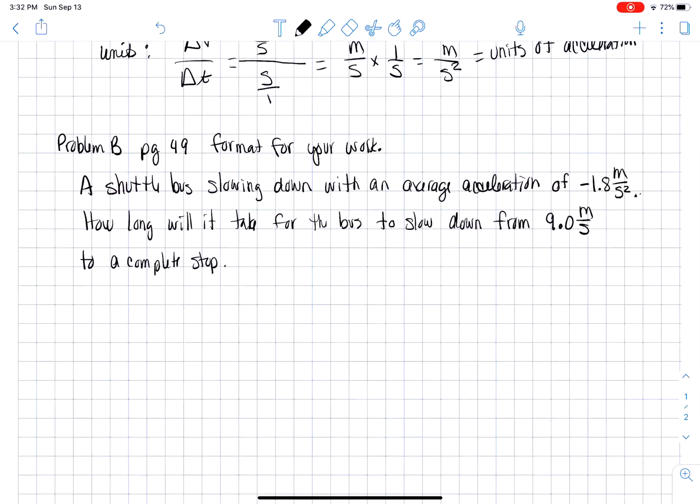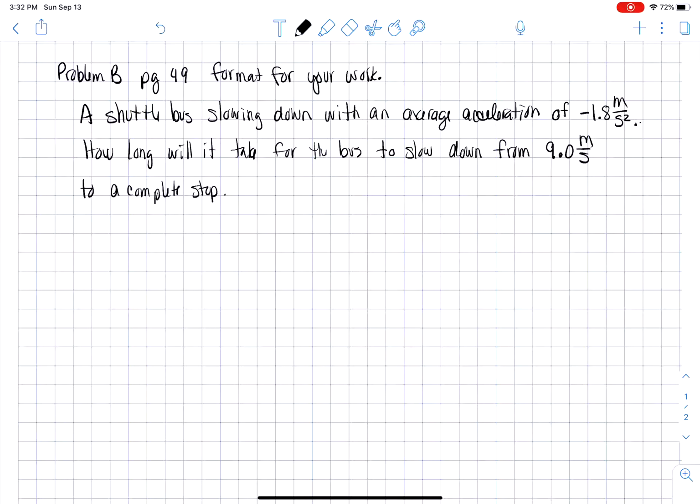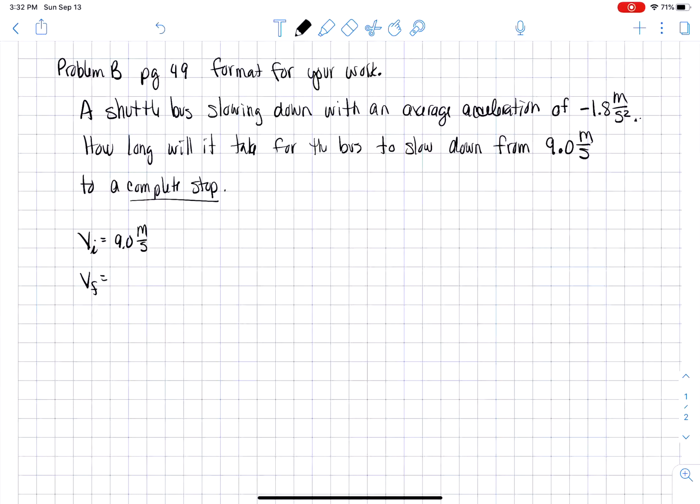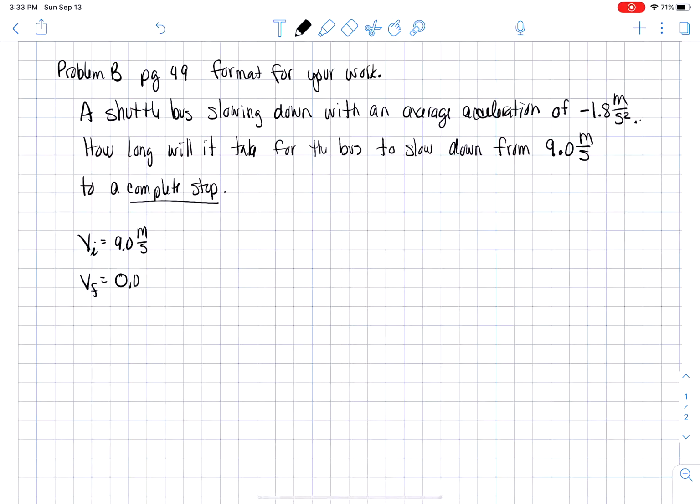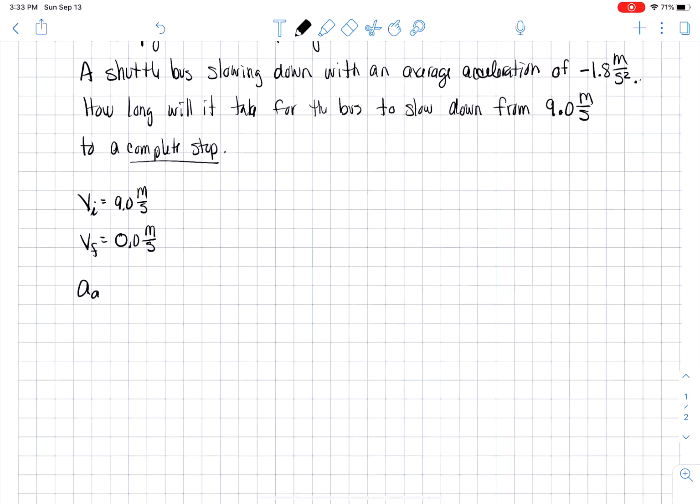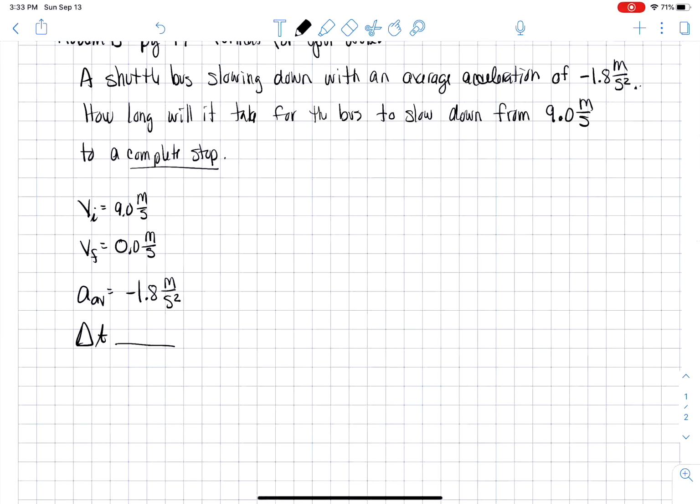Okay. So the first thing we want to do is we want to list our variables. This is what your work will look like again when you turn it in. So we had initial velocity of 9.0 meters per second. We had a final velocity. Now, remember this says it's coming to a complete stop, so the final velocity is going to be 0 meters per second. Our average acceleration was given as negative 1.8 meters per second squared. And we're looking for the time that it would take. So this is how we will show that.